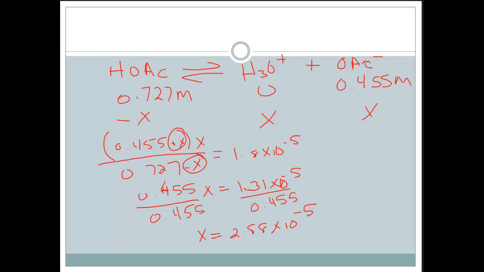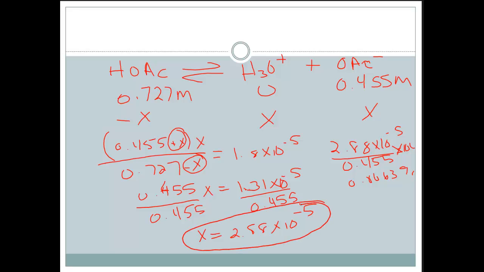I can tell just by eyeballing it that that's a much, much smaller number than 0.455. But just to show you that we do want to double check, 2.88 times 10 to the negative 5 over 0.455 times 100 comes out to be 0.0063%, which is perfectly fine. It's less than 5%. So now I can take this value and take the negative log of that and figure out the pH.